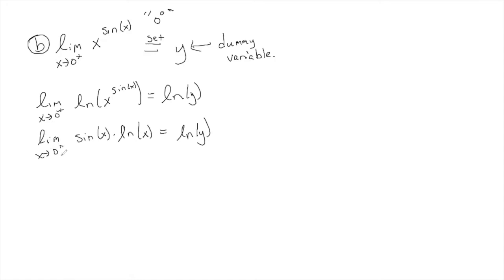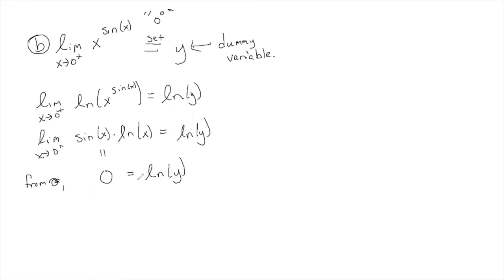Now I have the limit as x approaches 0 from the right of the sine of x times ln of x. This is the limit we just computed. From A, this limit is equal to what? What did we get? 0, I think, right? So I have 0 equals ln y. Great.